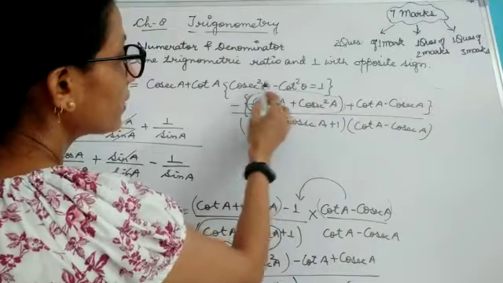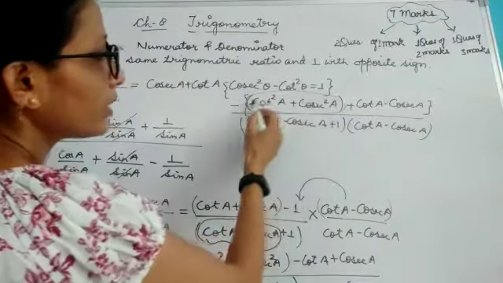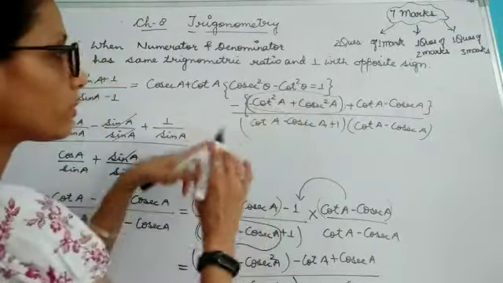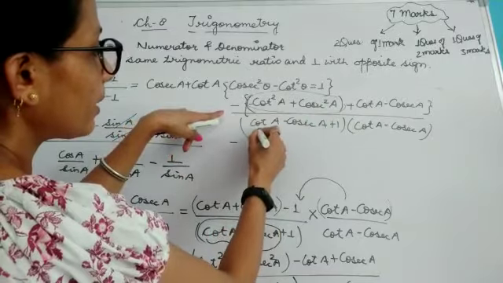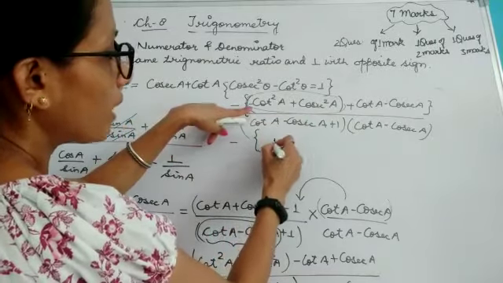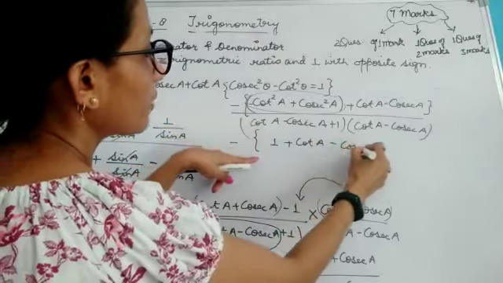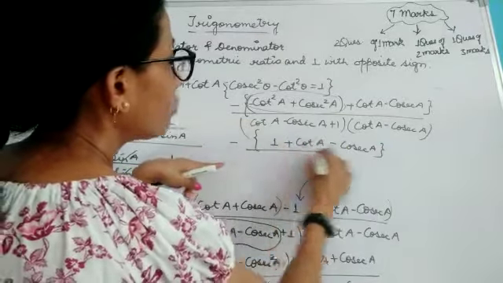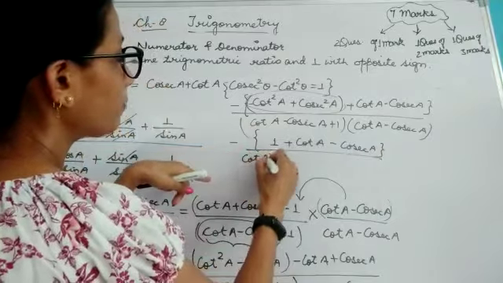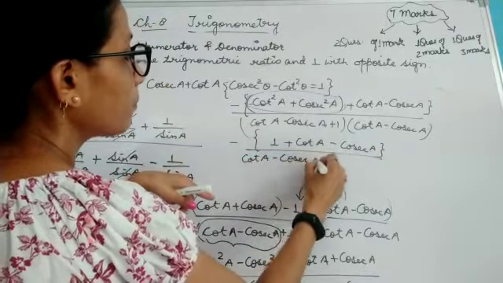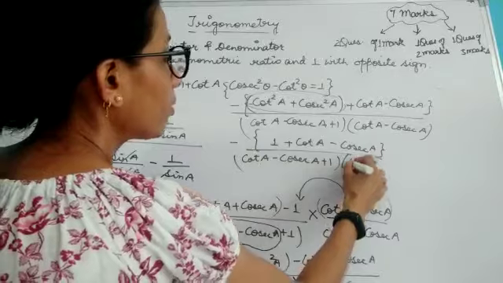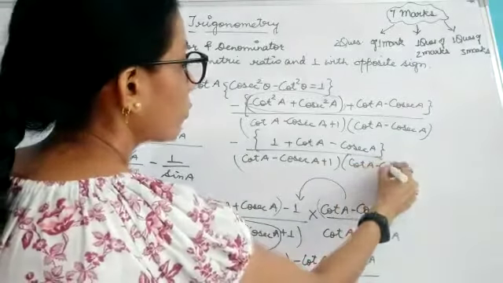Now children, what is this? Minus cot square theta plus cosec square theta equal to 1. So I can replace this with 1. So minus, and I am getting here it as 1 plus cot A minus cosec A. Okay. And downwards it is cot A minus cosec A plus 1, and cot A minus cosec A.